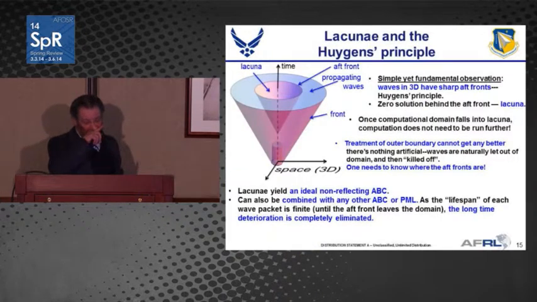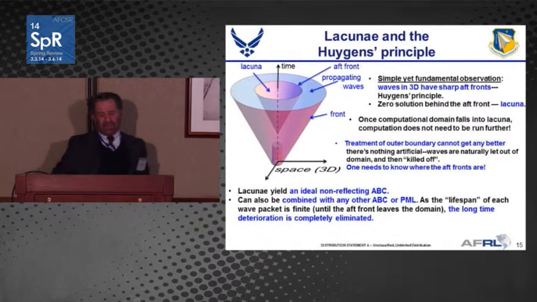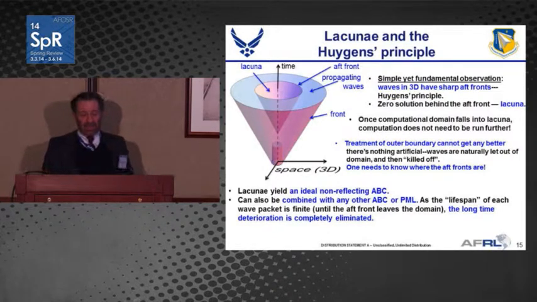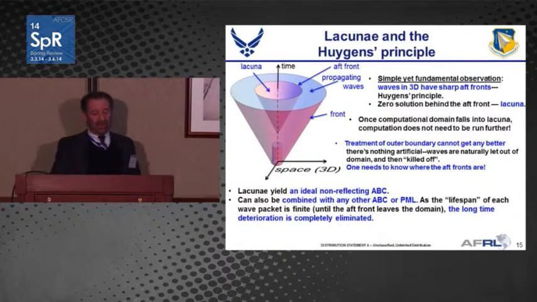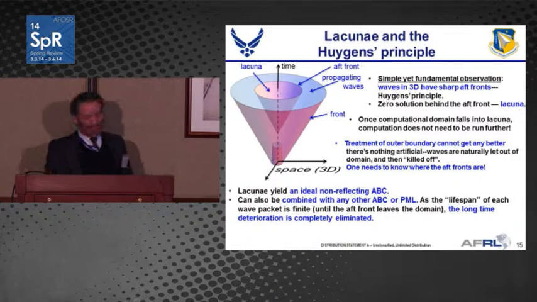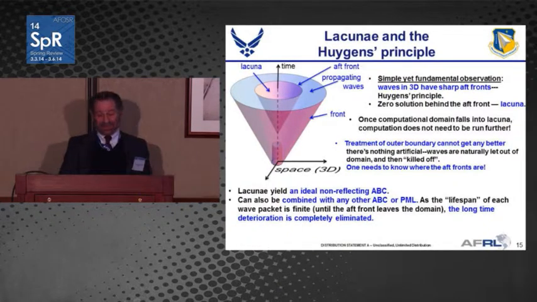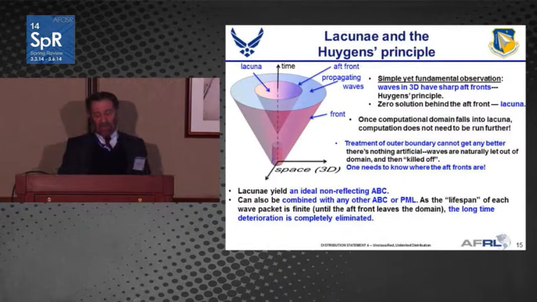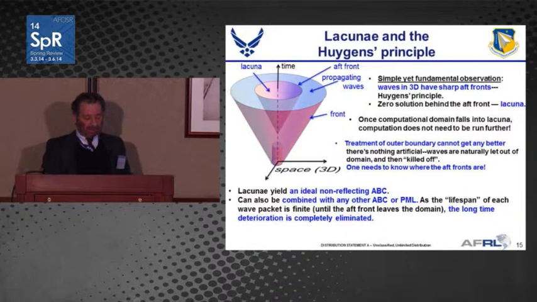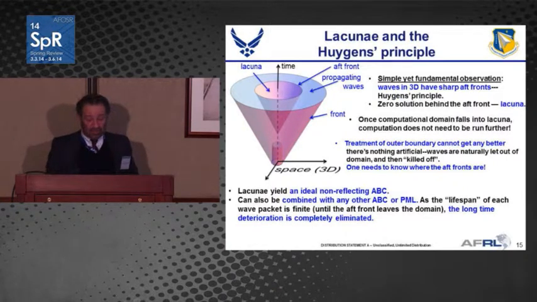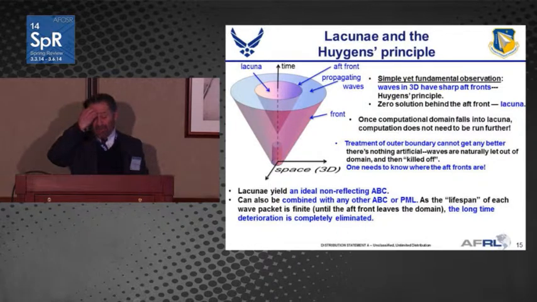So Dr. Tsinkoff looked at something that I knew about as a graduate student, which is that in 3 dimensions, pulses that have an arrival time also have a departure time, the back of the pulse. That doesn't happen in even dimensional spaces, but it does happen in odd dimensional spaces. And he has figured out a way of marrying that to all the other ways that people do the artificial boundary. All you have to know is where the aft fronts are.